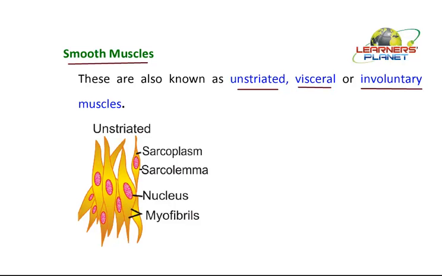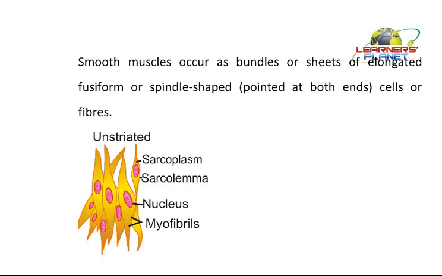Now these cells or muscles occur as bundles or sheets of elongated cells. Since we said that these are elongated cells, we generally call them fibers. And these special muscles are having pointed ends. You can see this in this diagram. They are elongated and spindle shaped. They are pointed at the ends, right? They are having tapering ends in the structure. Such a type of structure is known as fusiform.